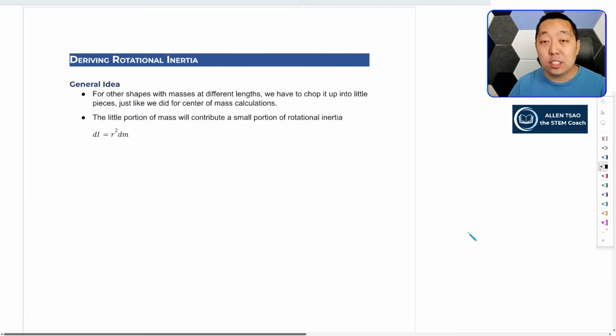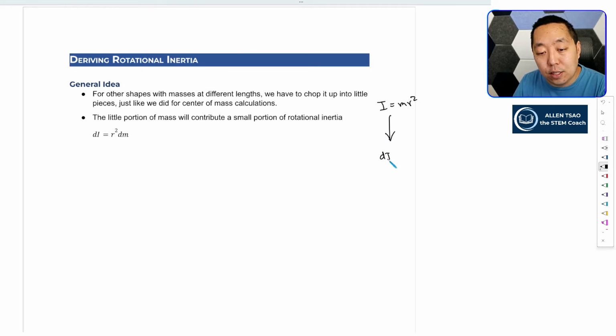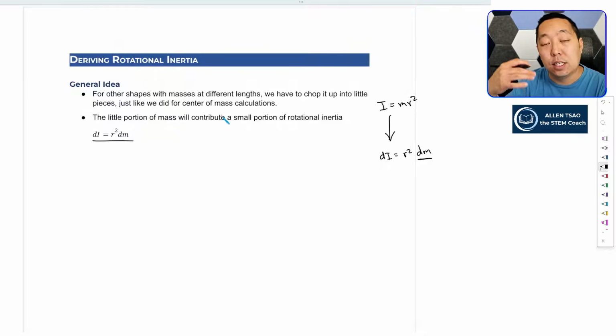In AP Physics C, we have to be able to calculate or derive rotational inertia for other shapes of objects using integrals. If you have masses with different lengths or different densities, remember that for a point mass, I is equal to mr squared. Instead, we're going to chop it up into little pieces, and each little contribution to the rotational inertia is r squared, the distance, times dm. Your goal is to chop it into a little piece with a mass dm, where that mass is the same distance away from the axis of rotation, and then multiply by r squared.